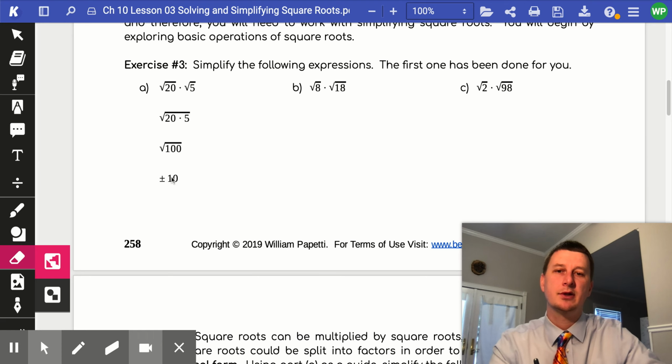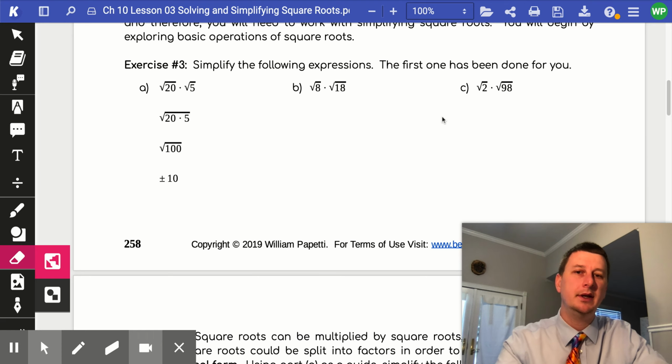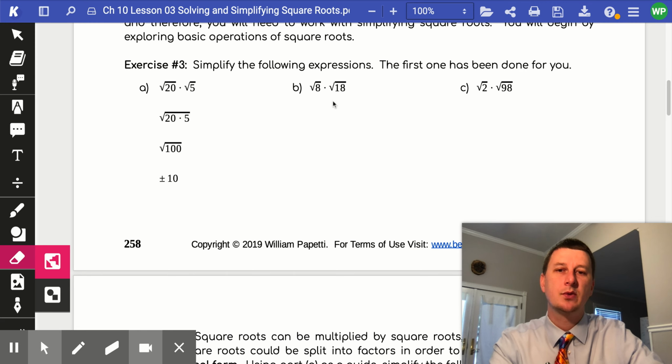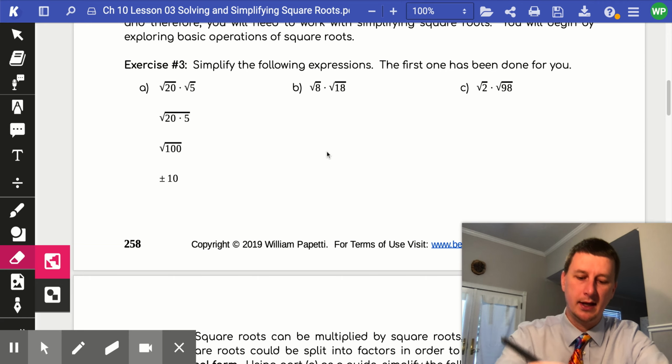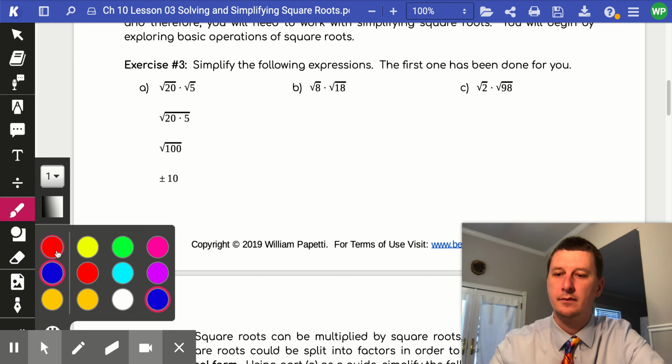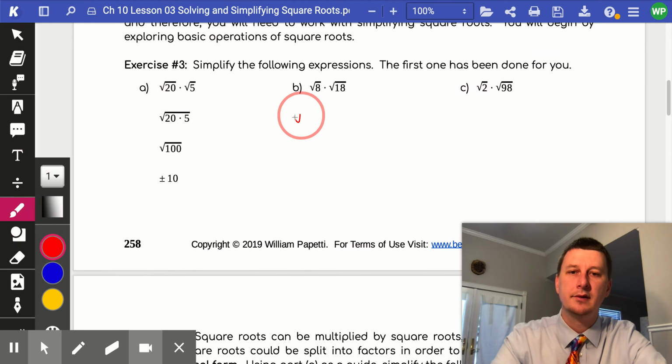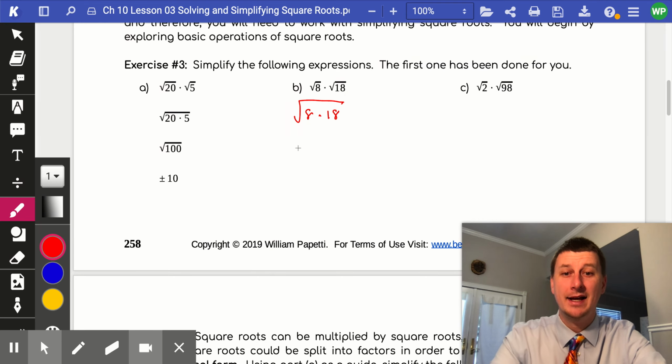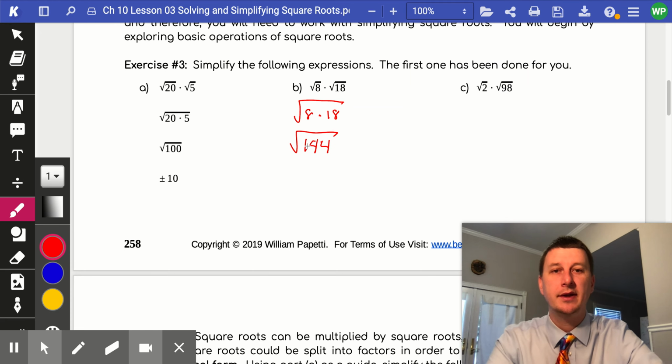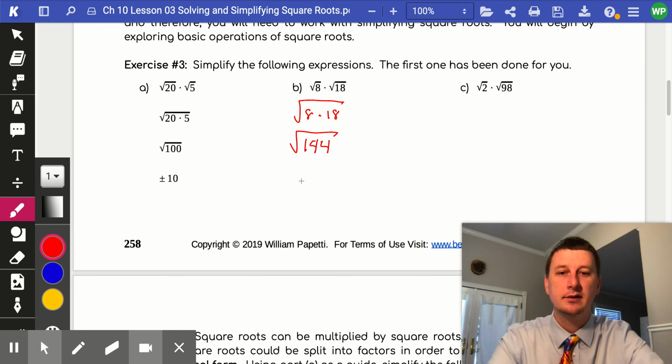So using that information, let's try to do part B, where it says the square root of 8 times the square root of 18. So the first thing we want to do is notice that it's in the same form as part A. So what we could probably do is multiply 8 times 18 under the same square root. Now after we multiply 8 times 18, you're going to get 144. And we know that the square root of 144 is positive or negative 12.